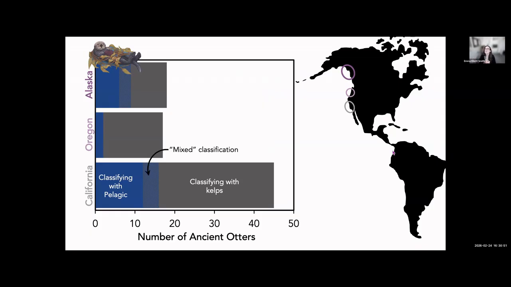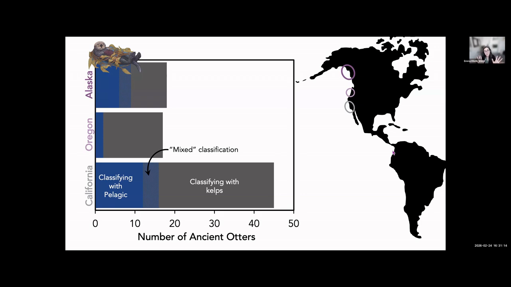And then these checkered boxes represent what we're calling a mixed classification. So these are specimens that switched which group they were classifying with, depending on the randomized data set within the bootstrap model. And so we're interpreting this to mean that these are individuals that were probably getting their essential amino acids from a mix. So maybe they were using a range of habitat types.